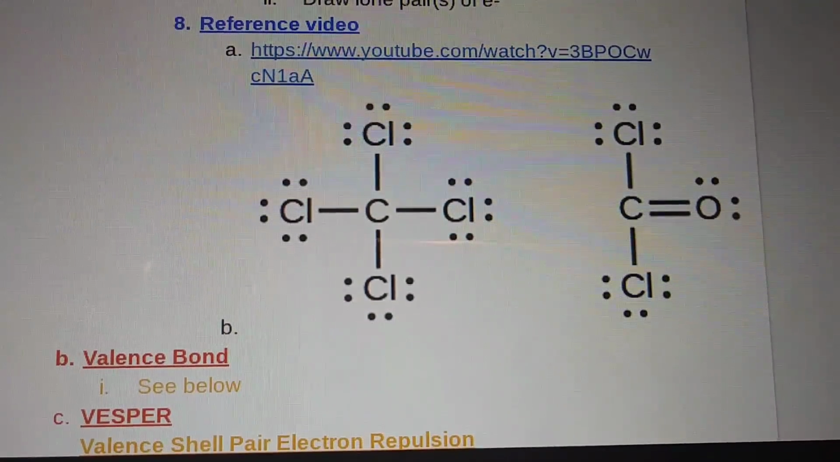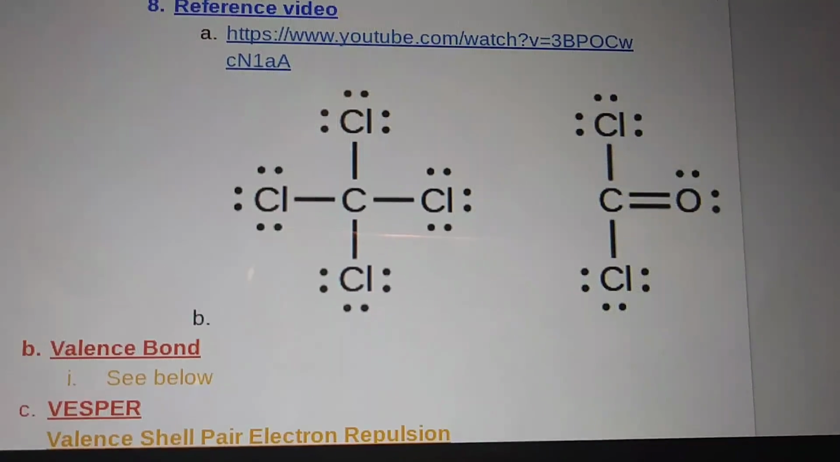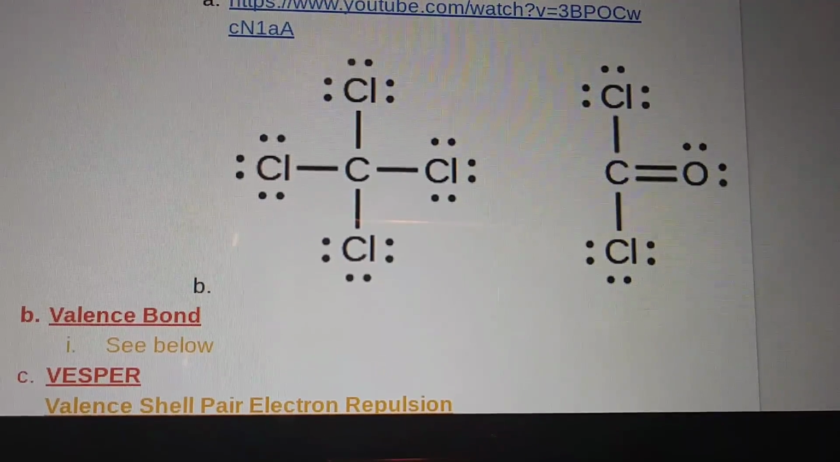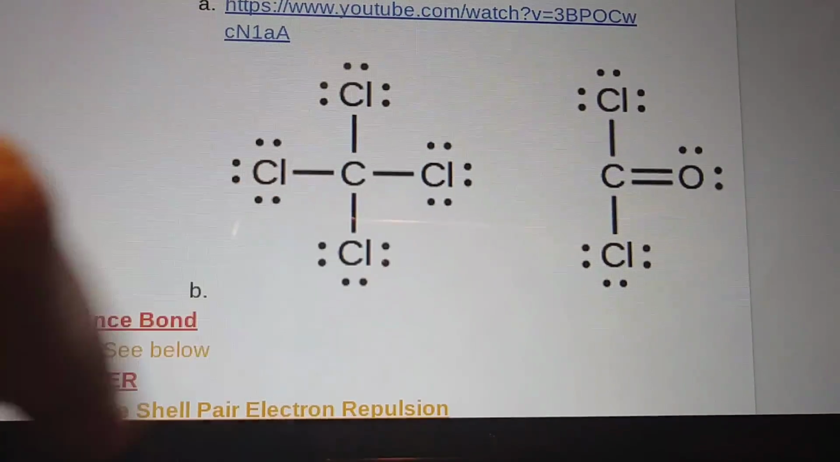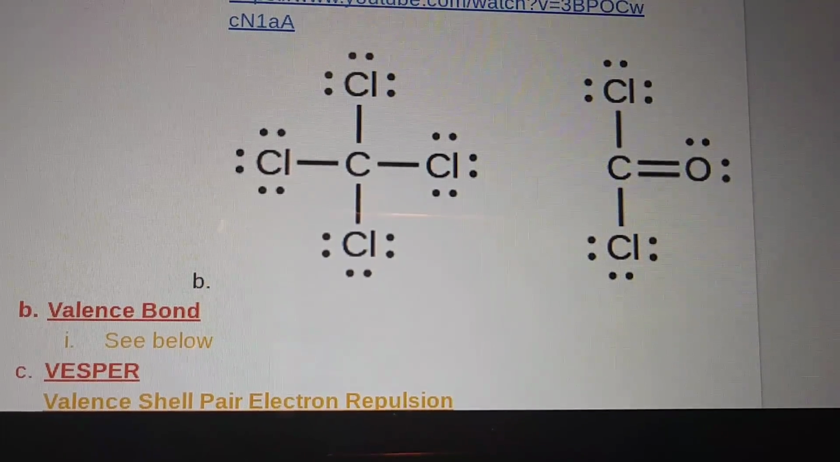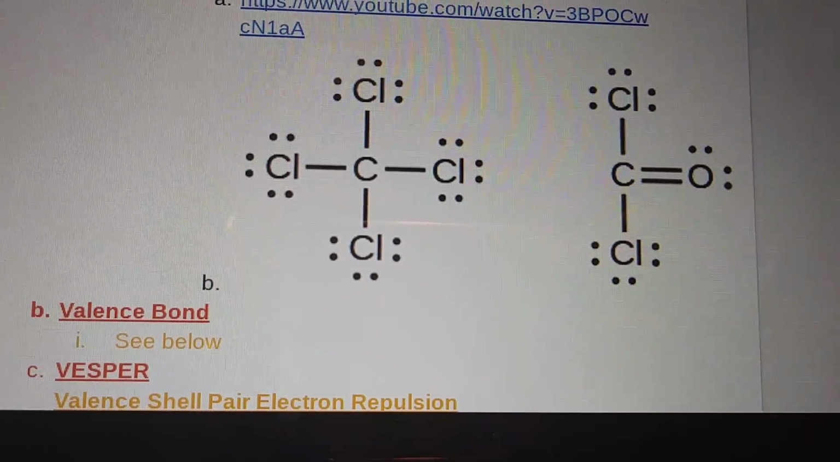So an example of this is CCl4. So carbon is the least electronegative atom in this equation. So you put that in the center, and then you would write all 4 Cl's around it and connect each Cl to the carbon with a single bond.